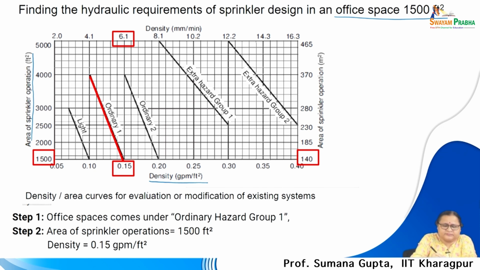So, what you see, if you had to work out with millimeter per minute, you could have taken 6.1 millimeter per minute. We are working with foot scale. So, we are considering 0.15 gallons per minute per foot square. So, step 1 is the office space comes under ordinary group 1, area of sprinkler operation 1500. So, you multiply, you got the size. Density is 0.15 gallons per minute per feet square.